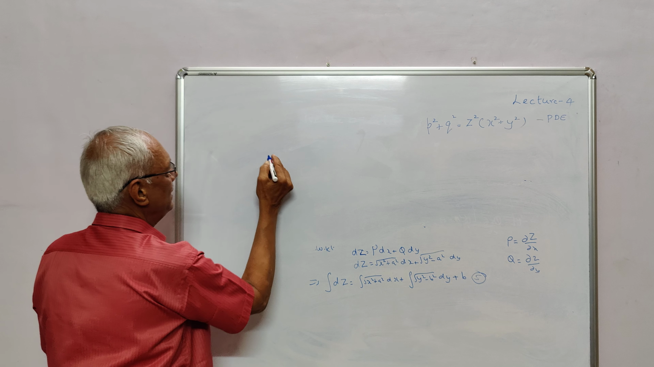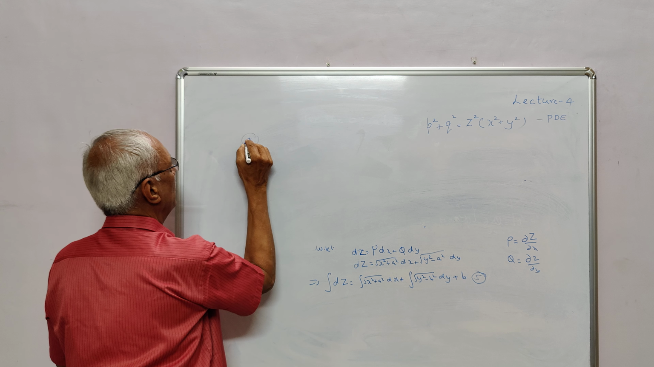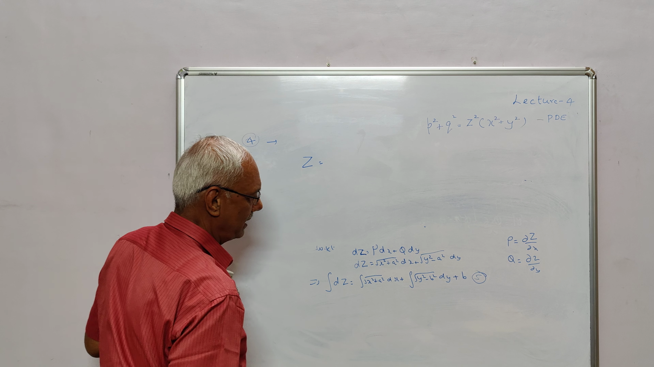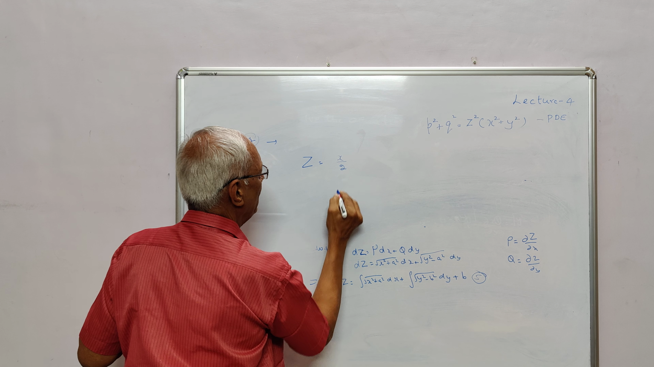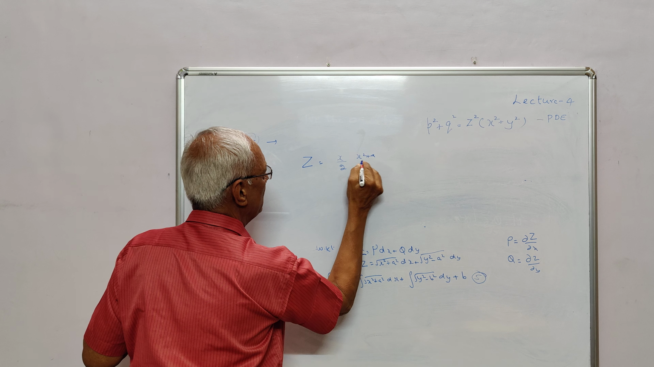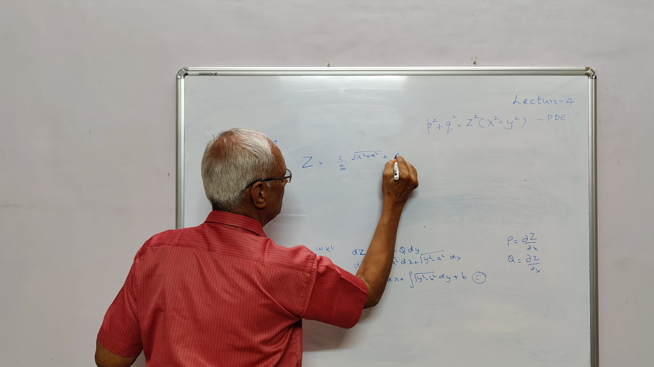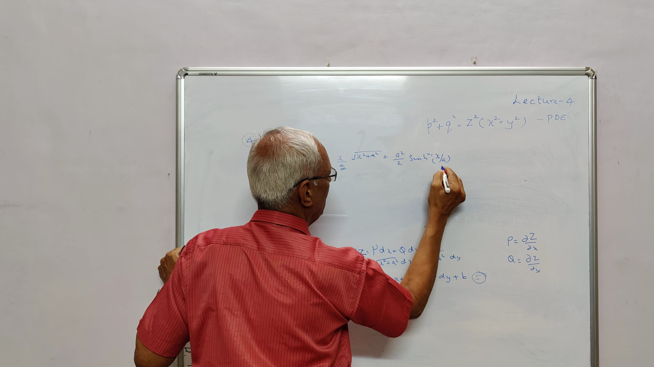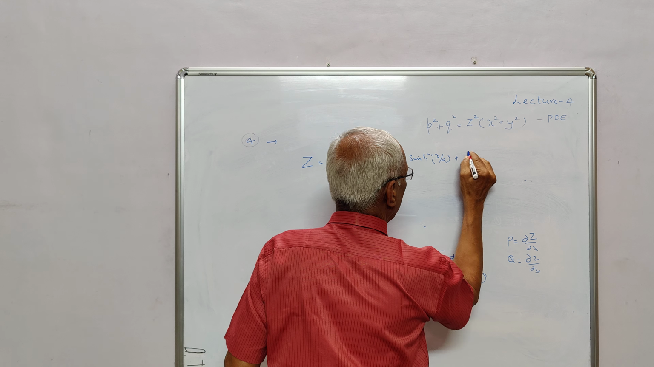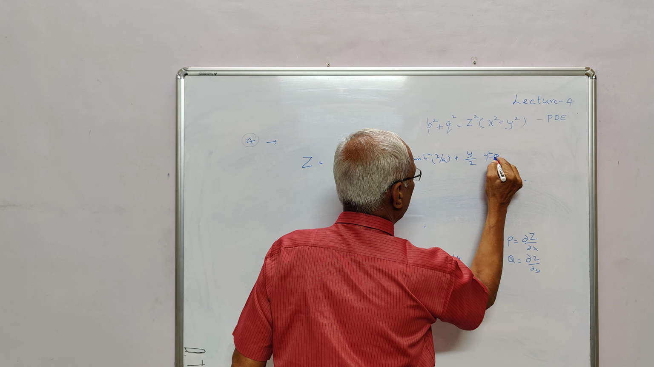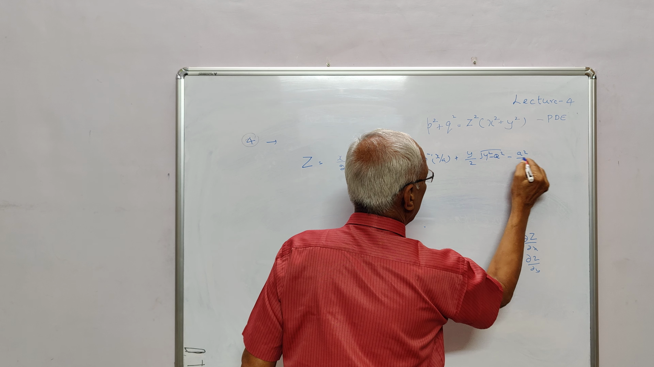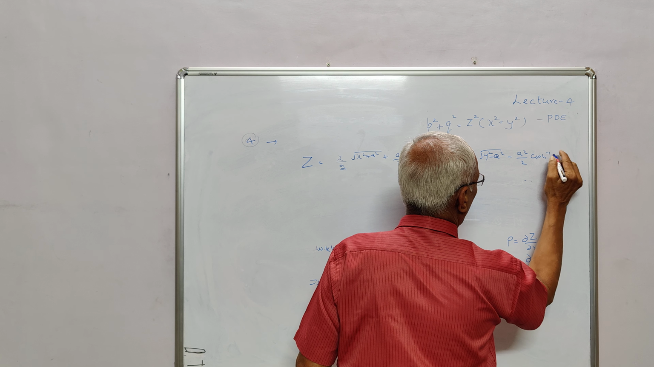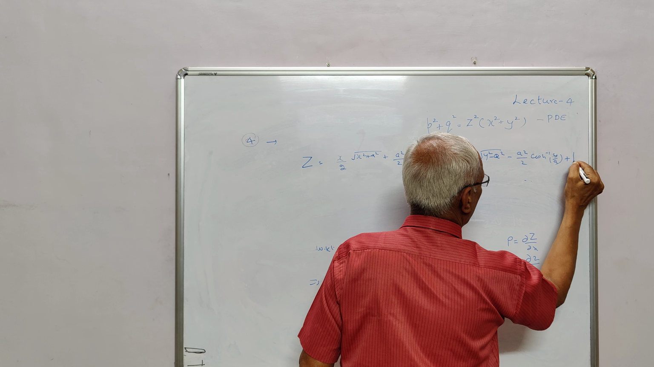so this 4 gives, if you integrate, it becomes capital Z. And the integral value of this is x by 2 into square root of x squared plus a squared, plus a squared by 2 into sinh inverse of x by a, then plus y by 2 into square root of y squared minus a squared, minus a squared by 2 into cosh inverse of y by a, plus the constant.